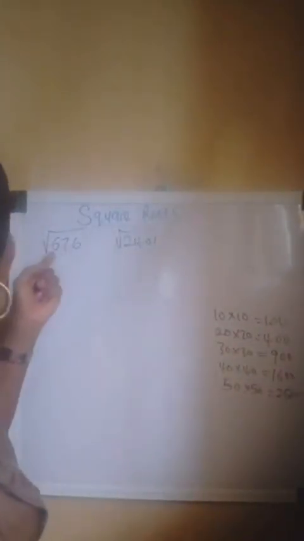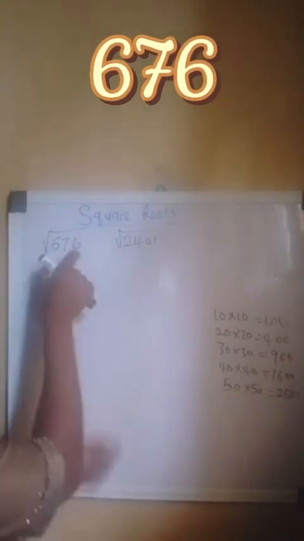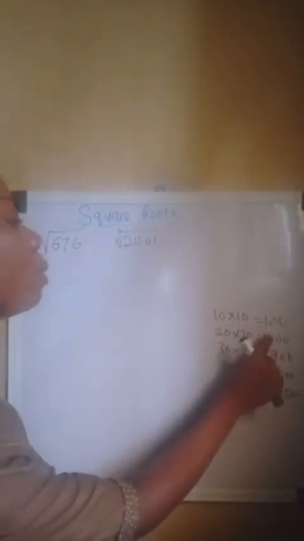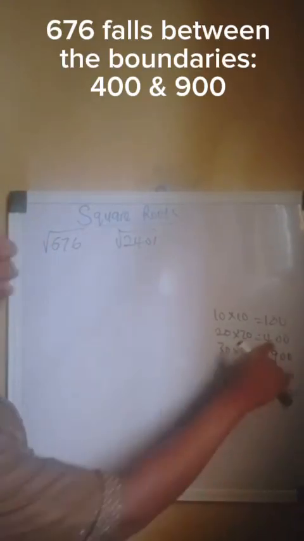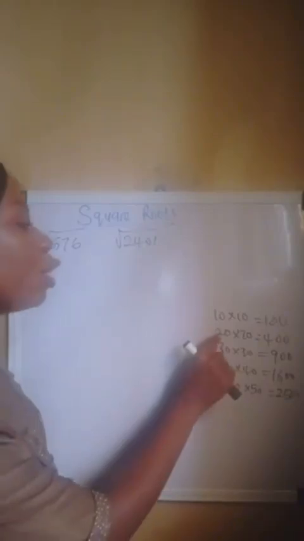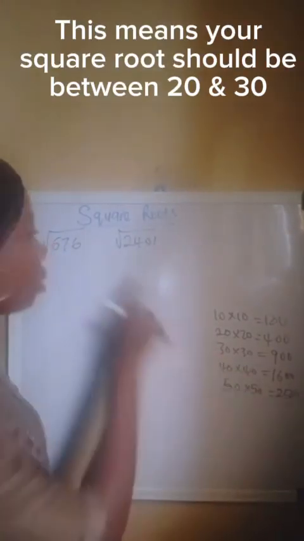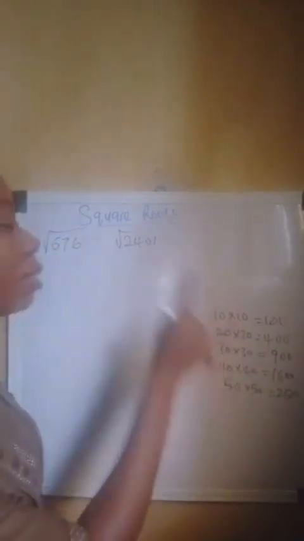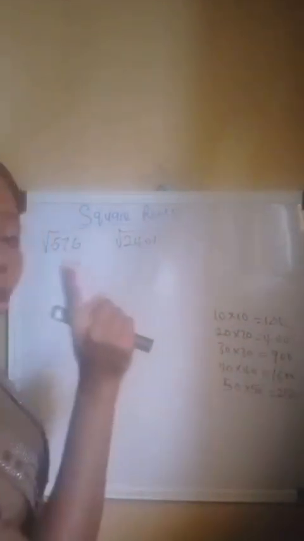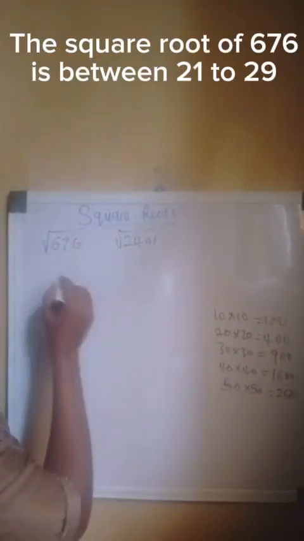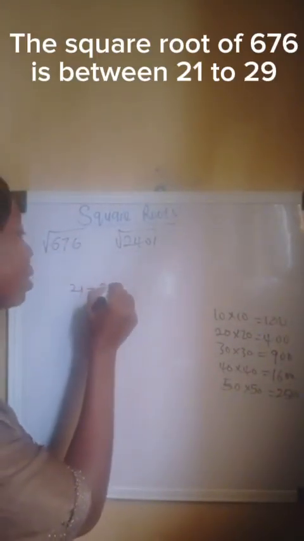Okay, so if you know these boundaries, let's look at the first one, 676. Where does this number fall? I found that 676 falls between 400 and 900. That means your square root should be between 20 and 30, because 400 is the square of 20, and 900 is the square of 30. So it means that the square root of 676 is between 21 and 29.